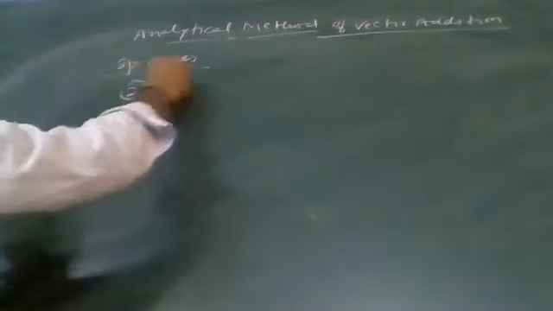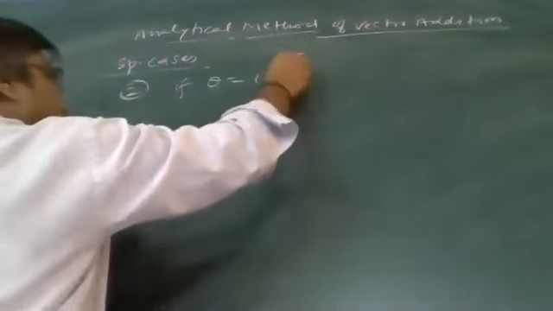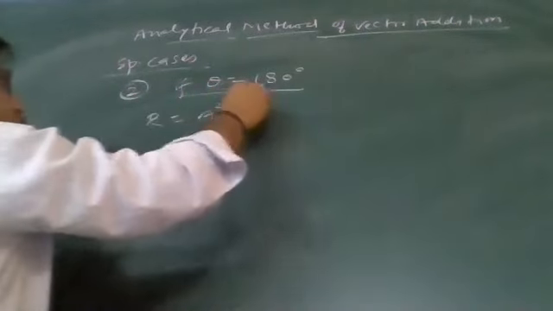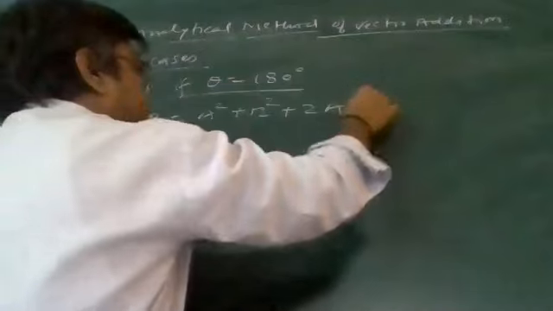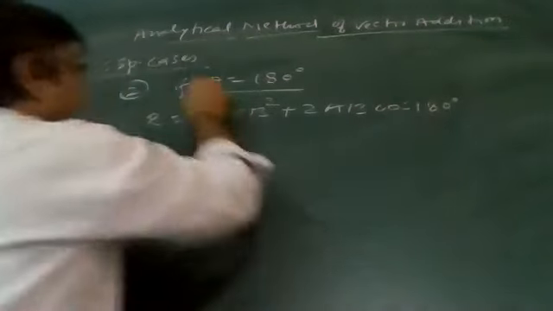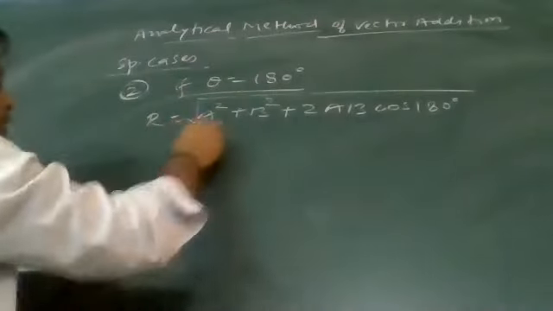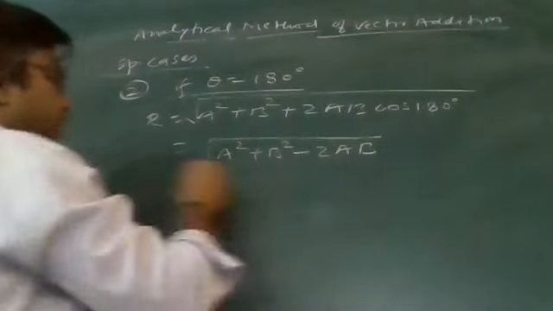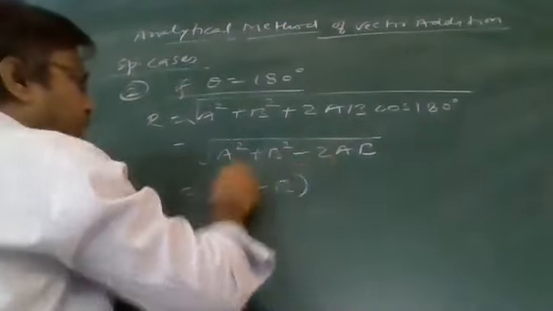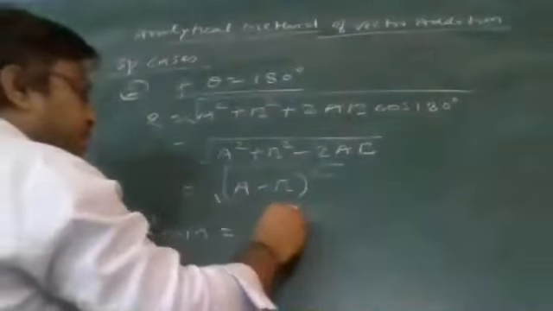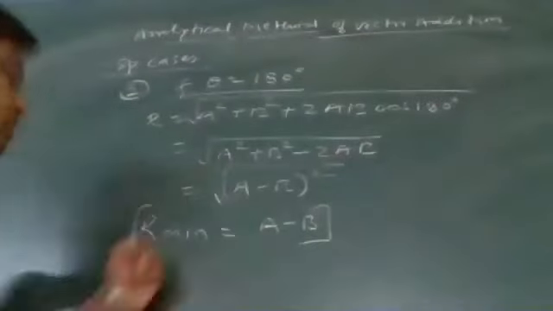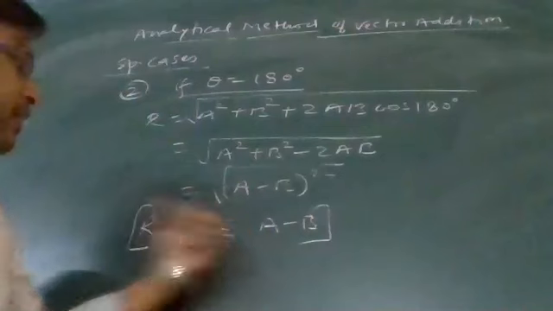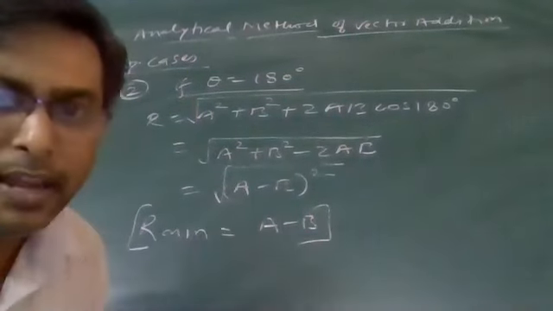Second situation, if theta is equal to 180 degree. In this situation, R is A square plus B square plus 2AB cos 180. And what is the value of cos 180? That is minus 1. You will get A square plus B square minus 2AB. That means you will get A minus B whole square, and square root. This R is minimum, that is A minus B. So if two vectors which are being added are anti-parallel, then their magnitude will be least.